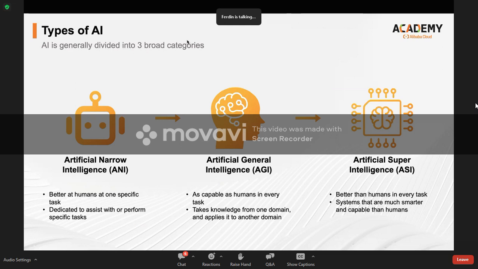But then we are going towards a time when we have artificial super intelligence. In super intelligence, these are machines which can do multiple things and are much better than humans. This is like some Hollywood movies you would have seen, with the caption: what if the machines take over the world? This is what will happen when we have this artificial super intelligence, or ASI.